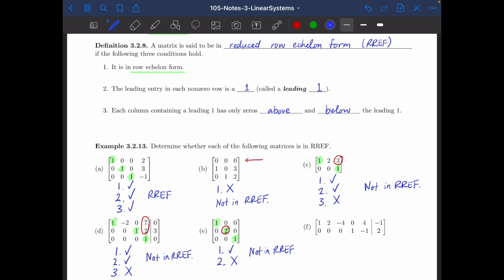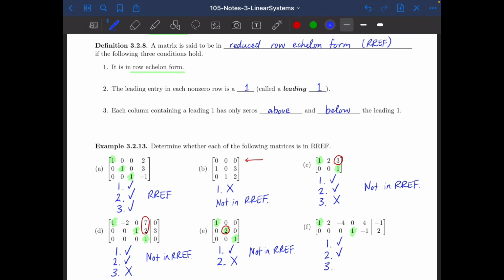Finally, let's look at part F. And we want to start by checking the first condition. Is this augmented matrix in row echelon form? Well, there's no row consisting entirely of zeros. So let's move on to identifying the leading entries. Here they are. And we do have that the leading entry on the second row is to the right of the leading entry on the first row. And so condition 1 is satisfied. Condition 2 is also satisfied because both of those leading entries are 1s.